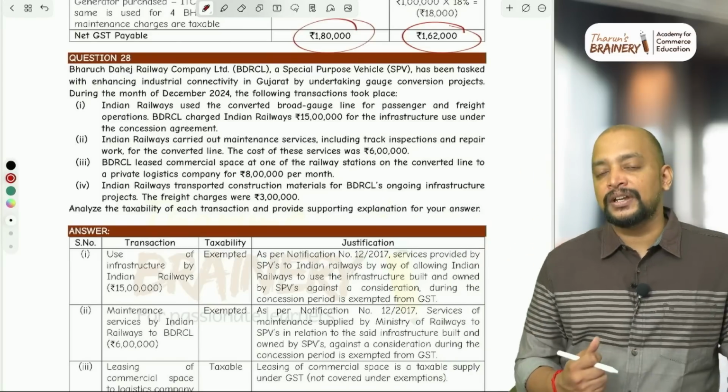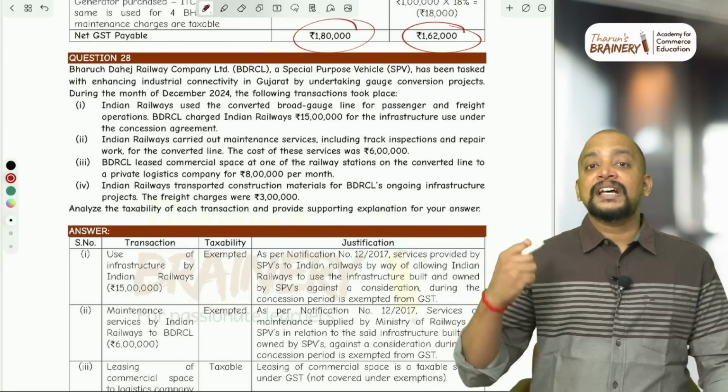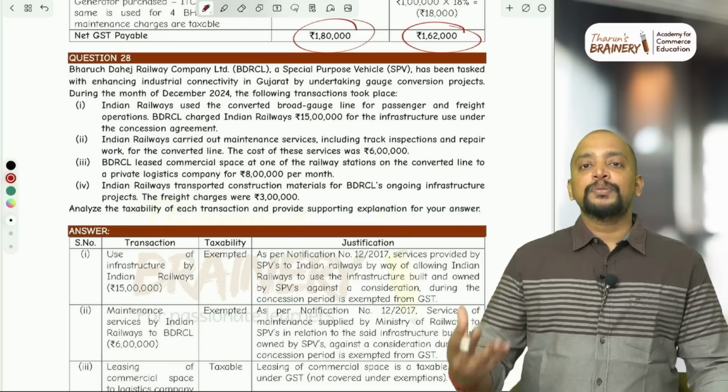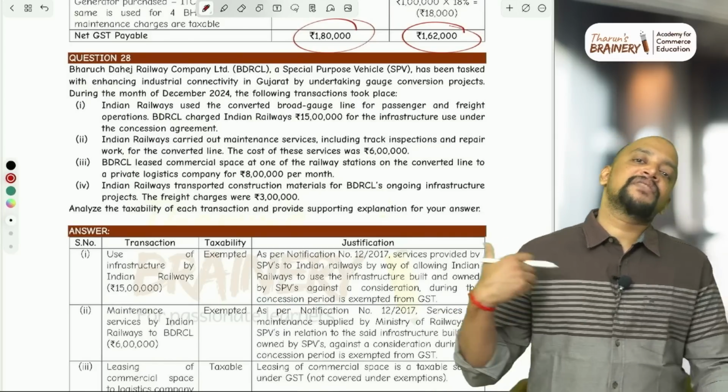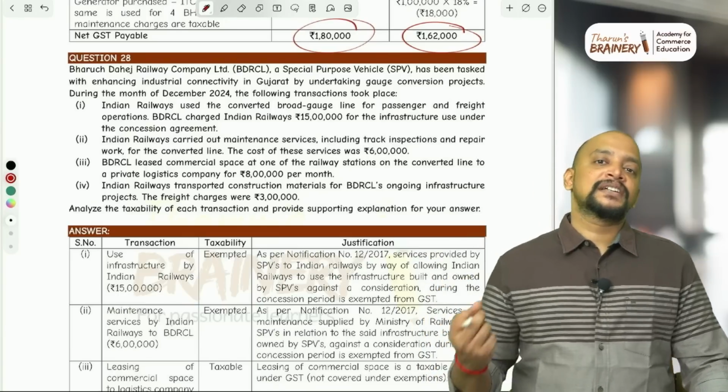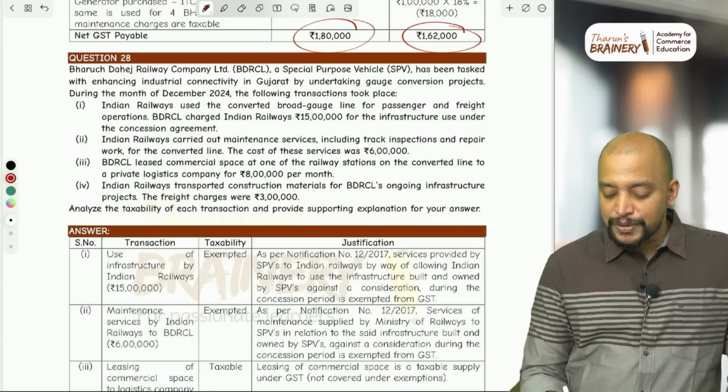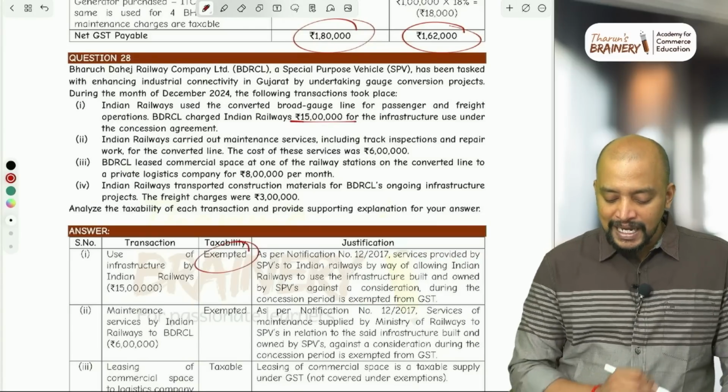So we have an exemption. There is a special purpose vehicle which has created the infrastructure for the purpose of railways, and they have given the infrastructure to railways for which railways paid some money during the concession period. So this particular 15 lakhs received will be exempted.